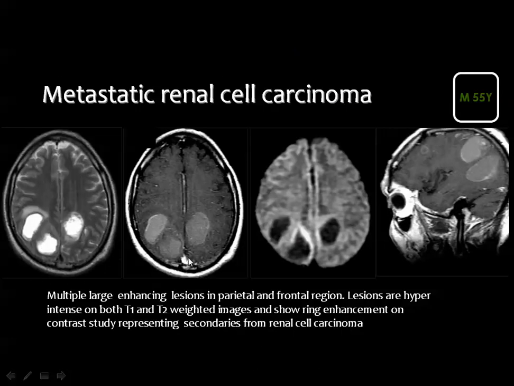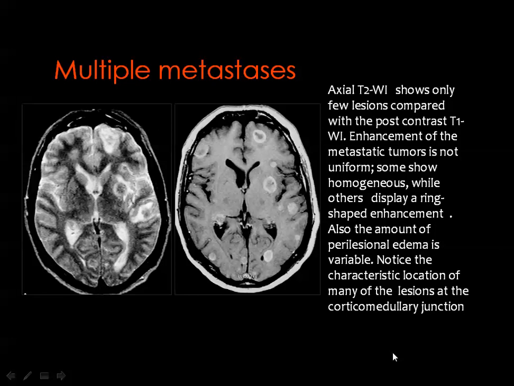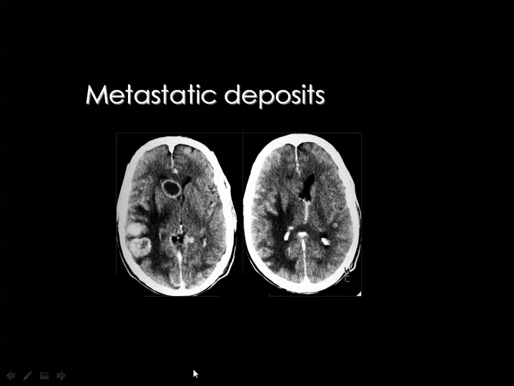Multiple metastatic deposits in both cerebral hemispheres from renal cell carcinoma, showing high signal in the T2, almost homogeneous post-contrast enhancement, diffusion free on diffusion weighted images, and this is sagittal post-contrast enhancement. Because of the known primary, it is easy to diagnose metastatic deposits. And here is T2 and T1 post-contrast, and you can see multiple enhancing lesions scattered throughout the cerebral parenchyma of both hemispheres, representing metastatic deposits.